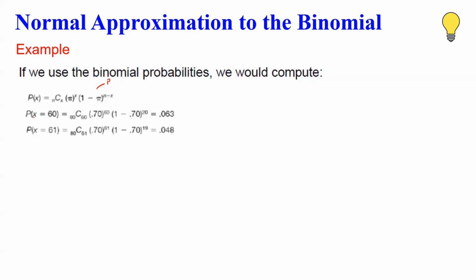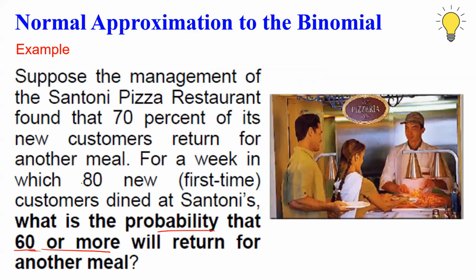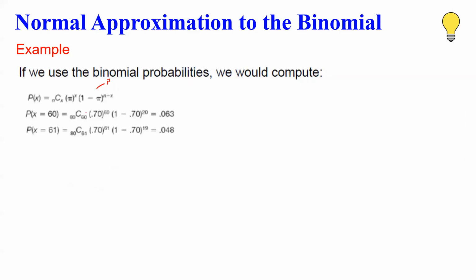Now when x is equal to 60, we just substitute those values. We have 80 new customers, so this is your total number n. Then we know it is 60 or more, so we have 60 first, and the probability of success is 0.7 or 70%. So the number of successful trials is 60. We multiply with 1 minus 0.7, to the power of n minus x, which is 20. So you get the probability, which is 0.063.